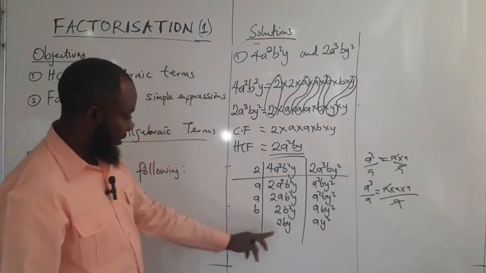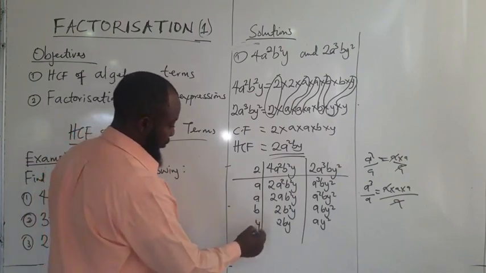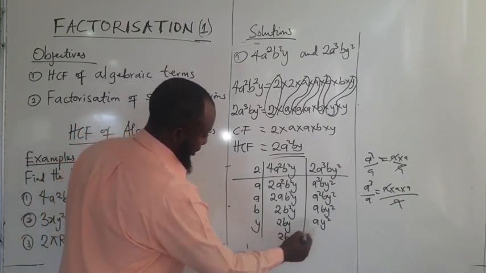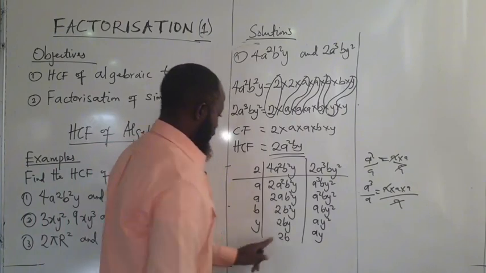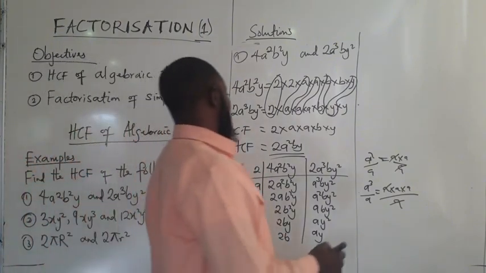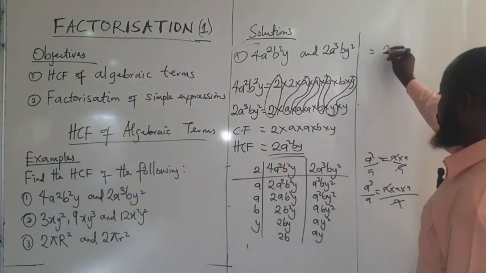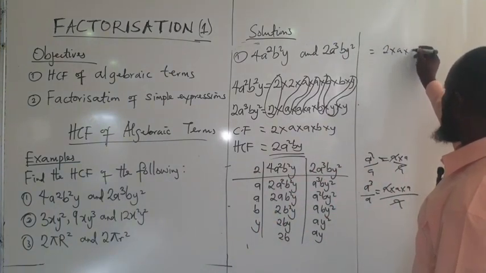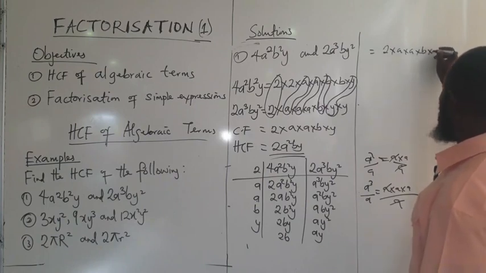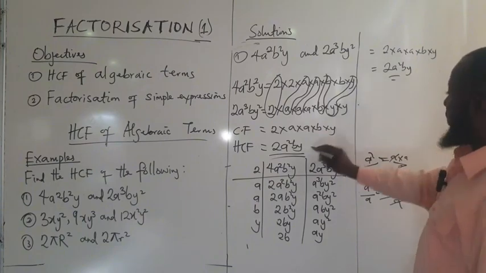So what next? B here, no B here. Y. It's only Y that is left. So this will be Y, and this will be 2B, and this is going to be AY. So there's nothing that is common to them, so then we stop there. So that means the HCF will then be the multiplication of everything here, which is going to be 2 times A times A times B times Y. Then you get 2A squared BY, which is the same thing with this one.